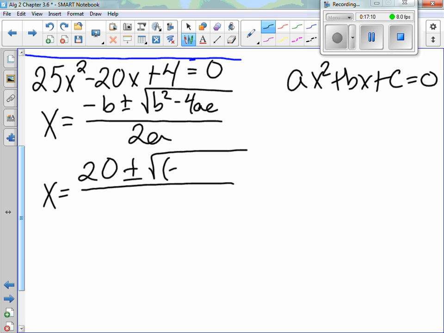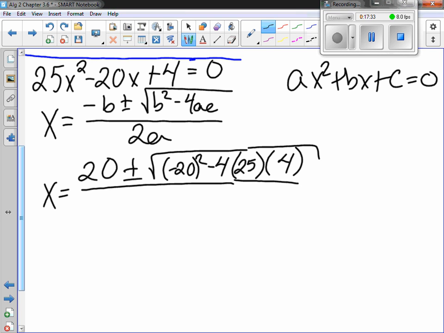Square root. Negative 20 squared minus 4. Again, so here the value of a is 25, and the value of c is 4. All over 2a. Well, what's the value of a? The value of a is 25, yes? What's 2 times 25? 50.